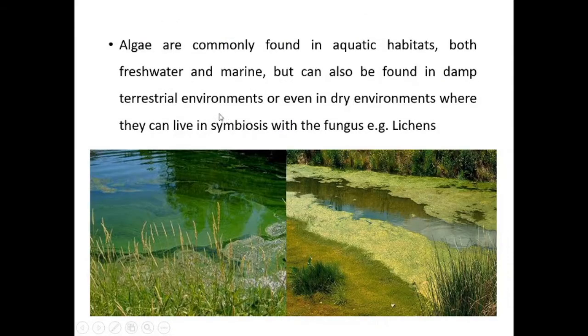So as we know, the algae are commonly found in aquatic habitats, both freshwater as well as marine water. But some algae are also found in damp terrestrial environments and some even in dry environments where the algae live in symbiosis with the fungus, forming the lichen. Here you can see how the algae form the scum over the water surface. That is why the algae are also referred to as the pond scum or the water moss, as they grow on the water surface.